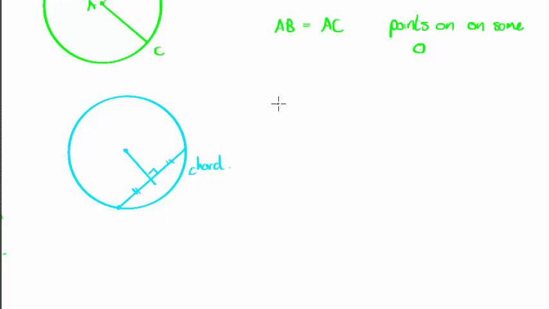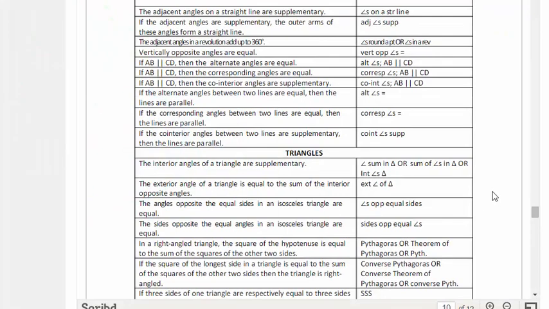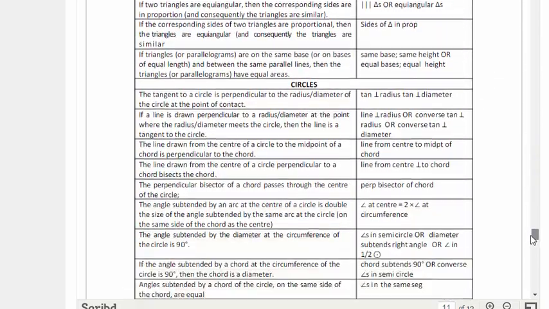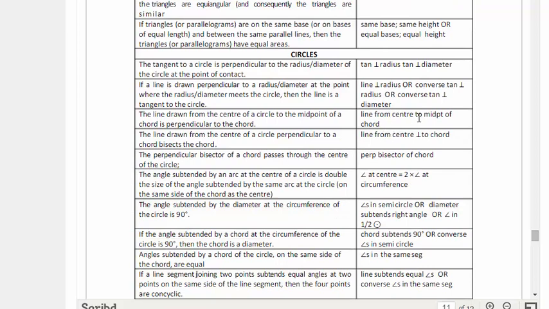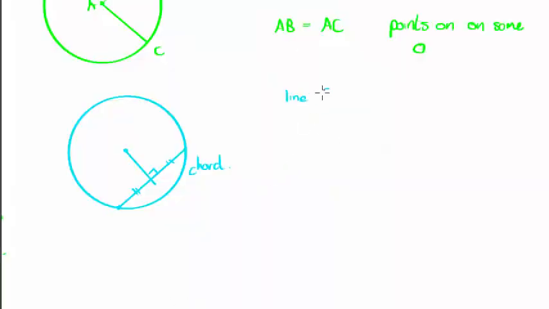So the shorthand for this is: line from center to midpoint? Line from center parallel to chord? Okay, I thought there's something shorter. Line from center perpendicular, sorry, not parallel, perpendicular to chord. That's the shorthand you would use.